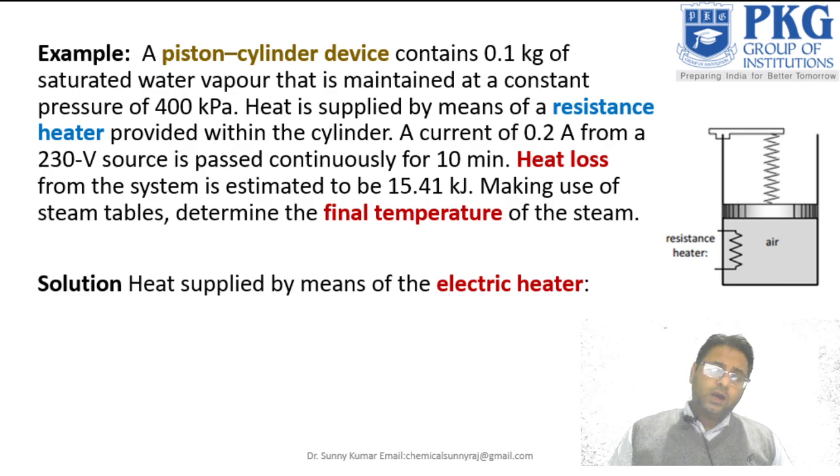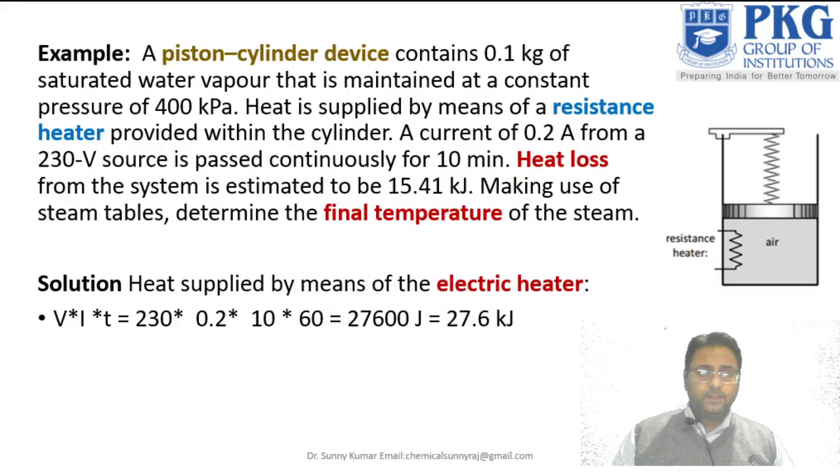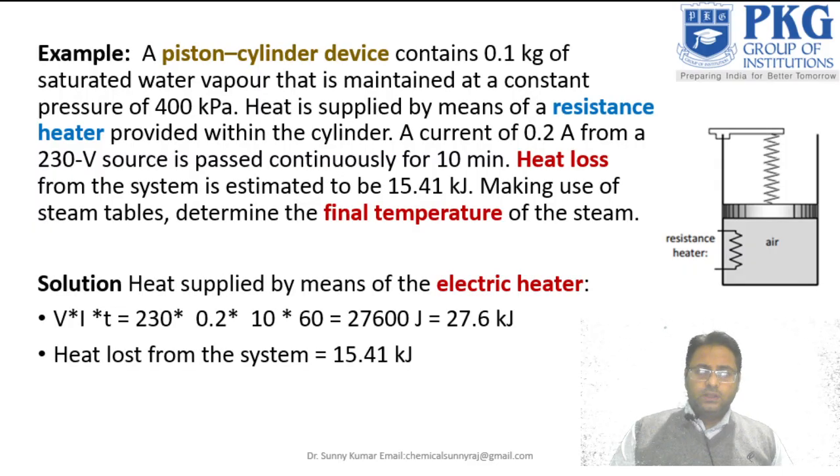So the solution, how to solve this? Heat supplied by the electric heater. We know that previously we have also calculated VIT, where V is the voltage, I is current and T is time. So we know that the current is 0.2 ampere, voltage is 230 volts, and time is 10 minutes. If you multiply, you will get 27600, and 60 is to change into minutes. So 27.6 kilojoule heat is supplied by the electric heater.